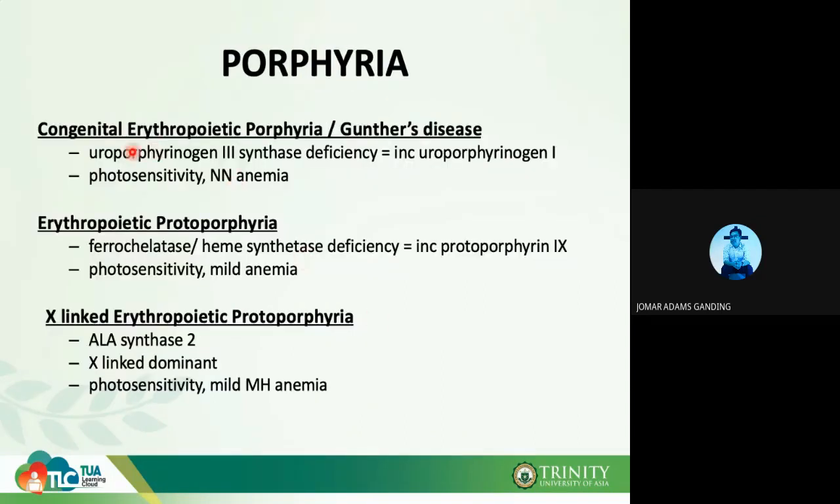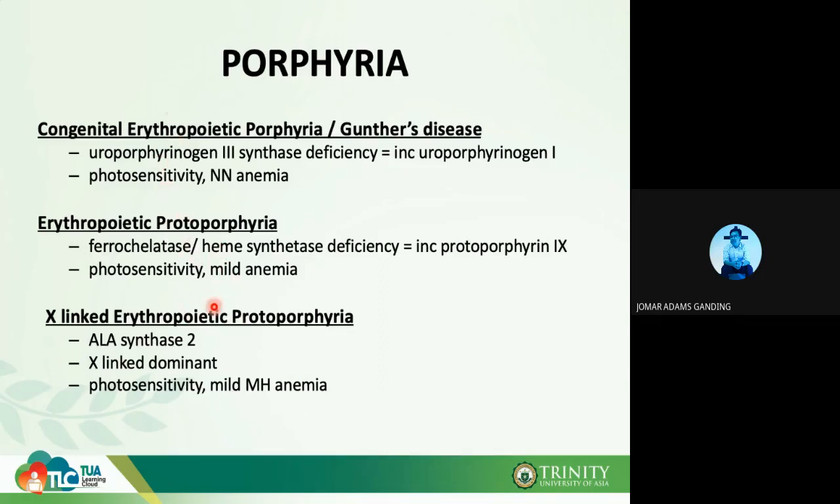So porphyria can come in three different forms, which are all hereditary by nature: congenital erythropoietic porphyria, also known as Gunther's disease, erythropoietic protoporphyria, and X-linked erythropoietic protoporphyria. So all of these would show photosensitivity. This is normocytic normochromic. This would cause a mild anemia, and this would cause a mild microcytic hypochromic anemia.